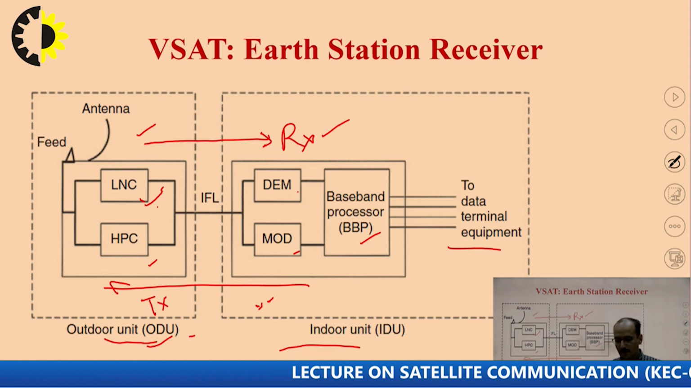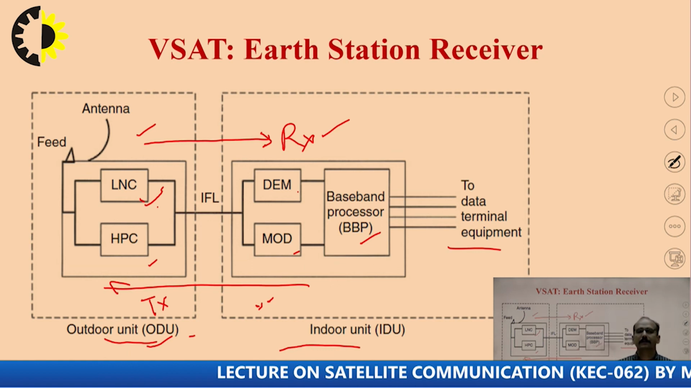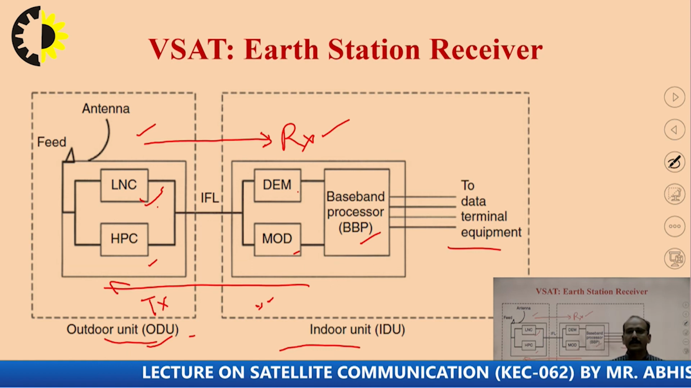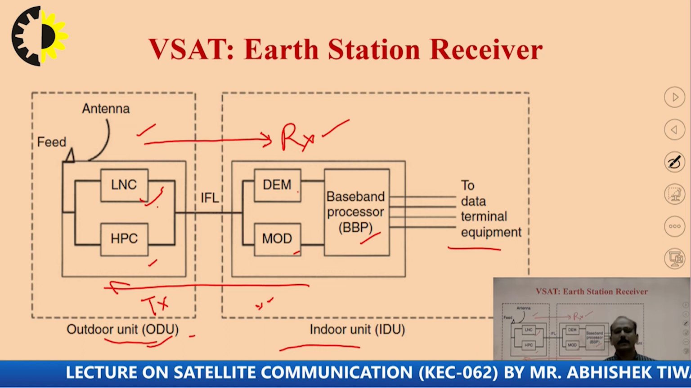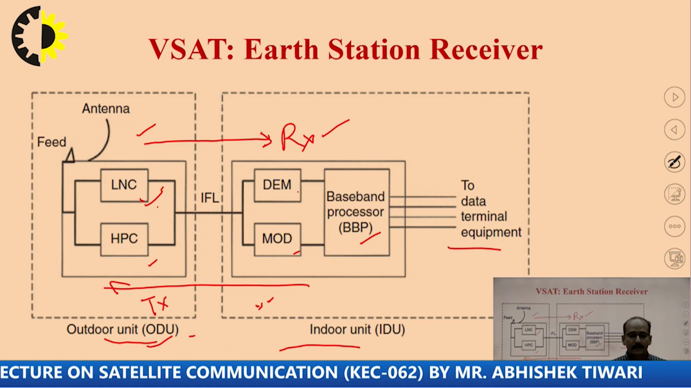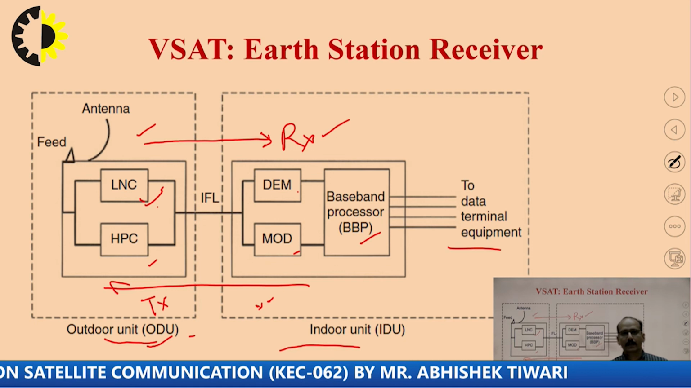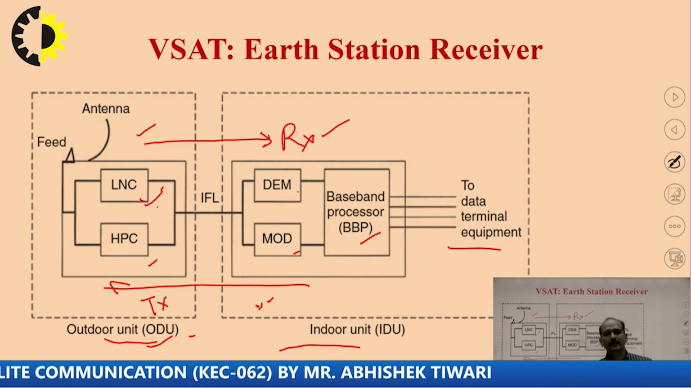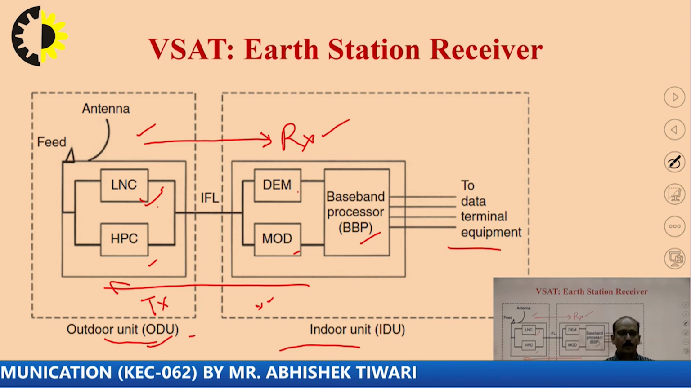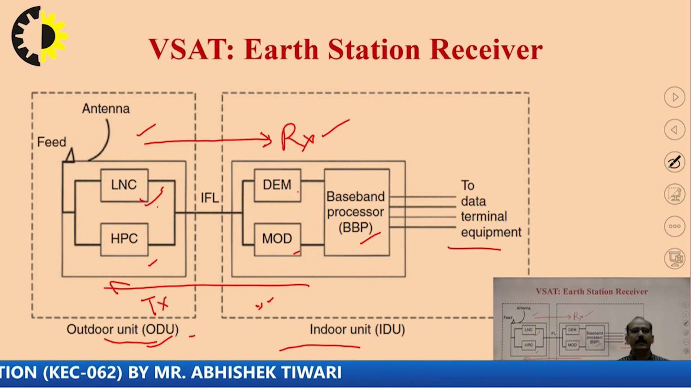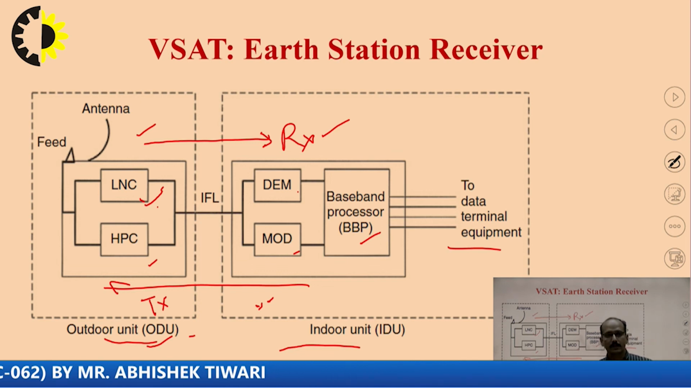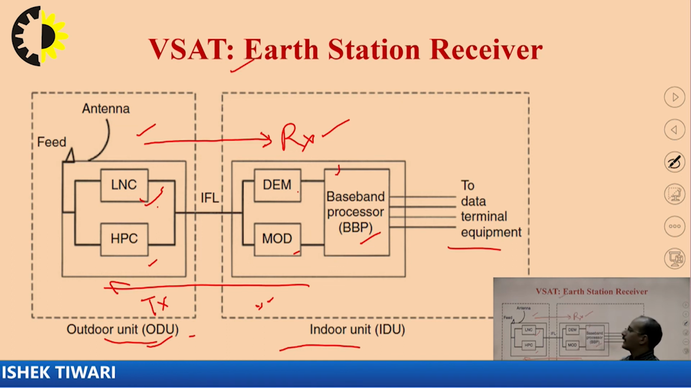Here you can understand one point very clearly: why this VSAT came into the picture. The main earth stations used for satellite communication are quite complex and so large that you cannot establish a normal earth station for each user. That is why VSAT came into the picture for micro users. So this is all about the VSAT.